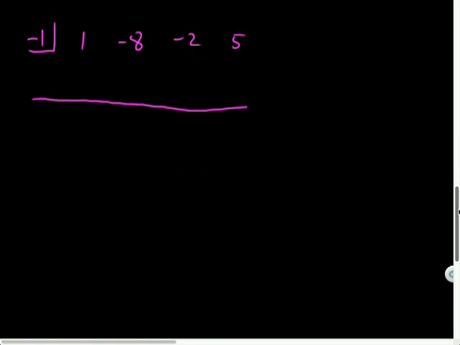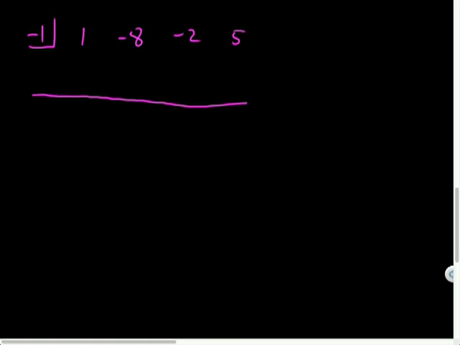So let's synthetically divide. Add them up. 1 plus nothing is 1. Then multiply negative 1. Add, that's negative 9. Multiply positive 9. That's 7. Multiply negative 7. Add them. Negative 2. So my remainder is negative 2, meaning that f of negative 1 is negative 2.